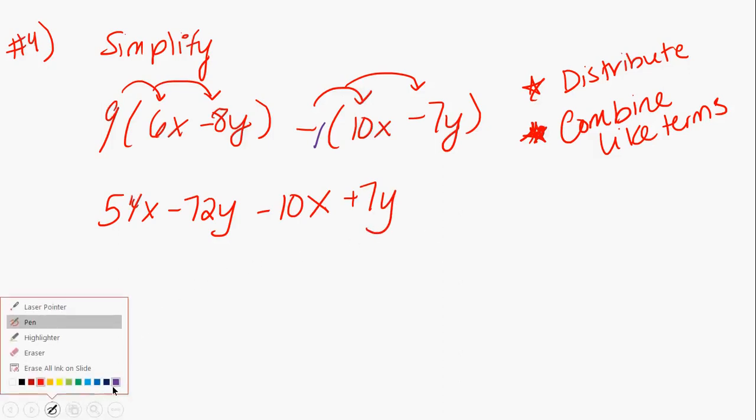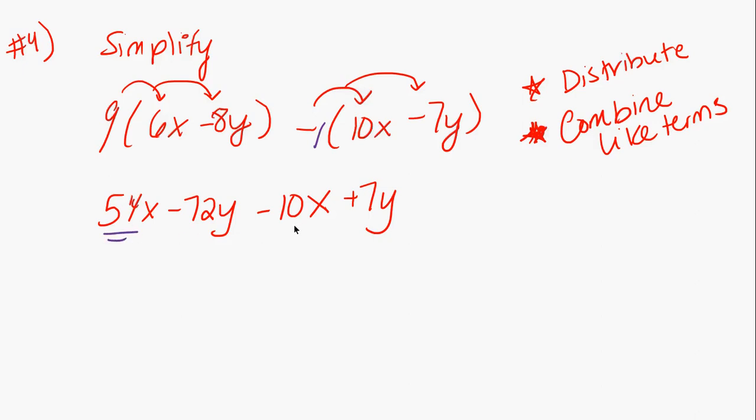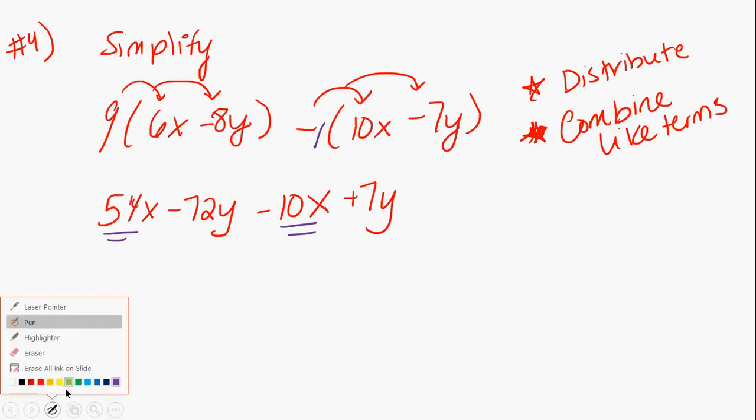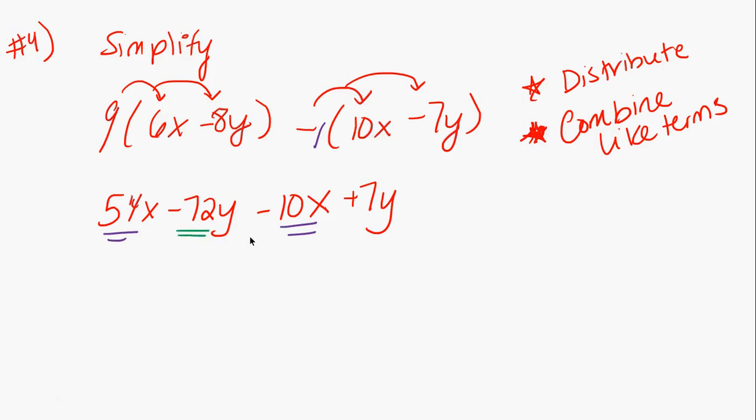And at this point, we can combine our like terms. So we've got a 54x and a negative 10x. Those have the same variable. We also have negative 72y and positive 7y. So let's go ahead and combine those. 54 minus 10 gives us 44x. The x stays the same. Negative 72 plus 7 is negative 65y. And that would be our final answer. This question was also multiple choice.